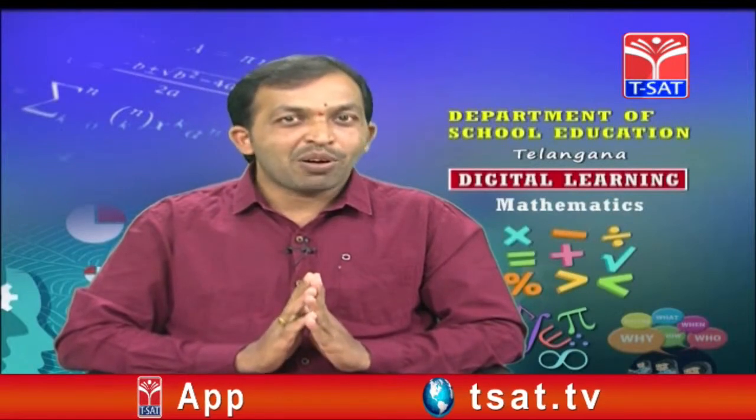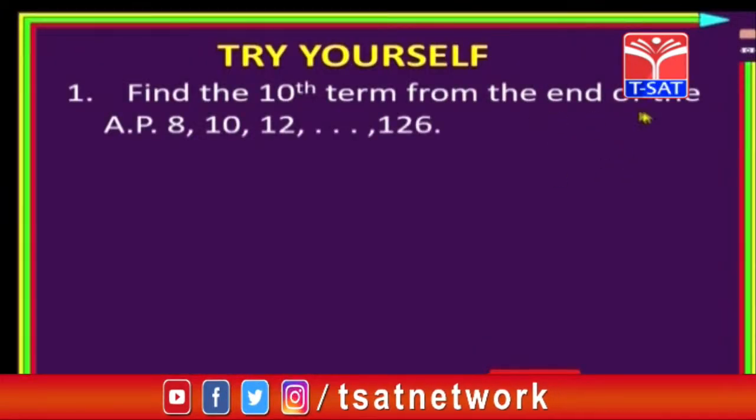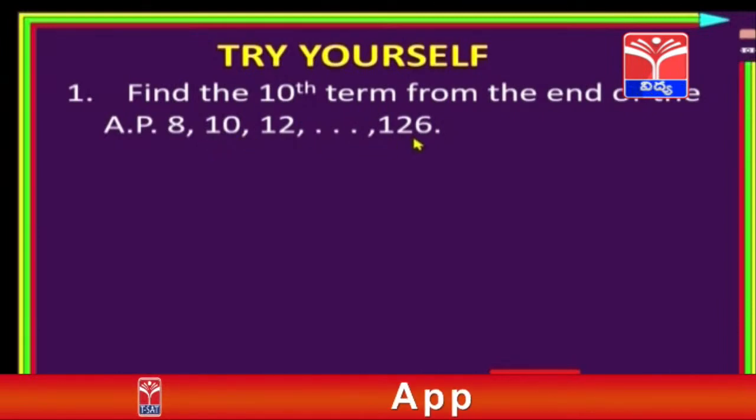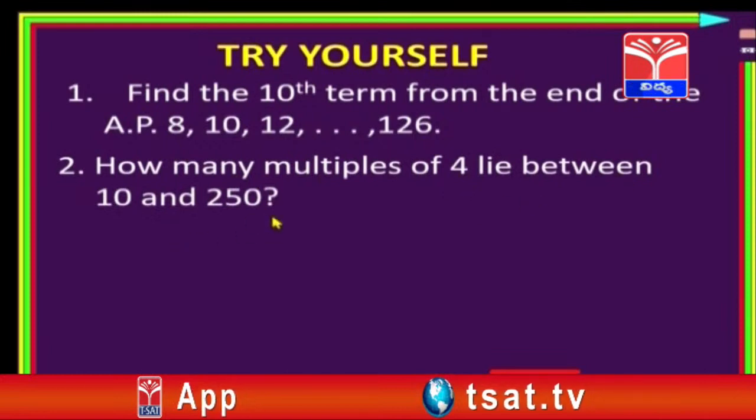Okay, students, now it is time to solve problems related to the nth term of arithmetic progressions. These are the problems for you. First one, find the 10th term from the end of the AP 8, 10, 12, and so on up to 126. How many multiples of 4 lie between 10 and 250?